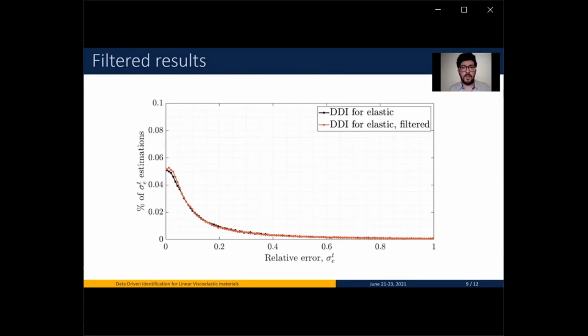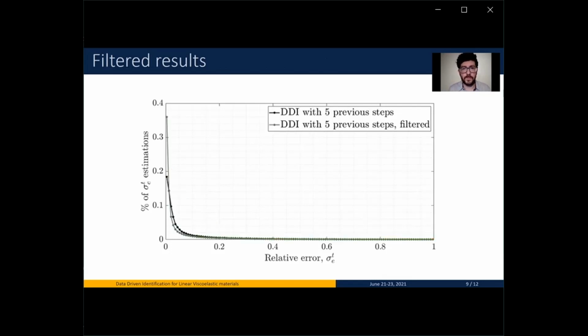Here we can see that after using PCA in our results, we obtain an improved error curve, but this is much more notorious when we use more steps. This improvement can be attributed to the unnecessary information being removed from the data, leaving us with a clearer and better estimation of the stresses.